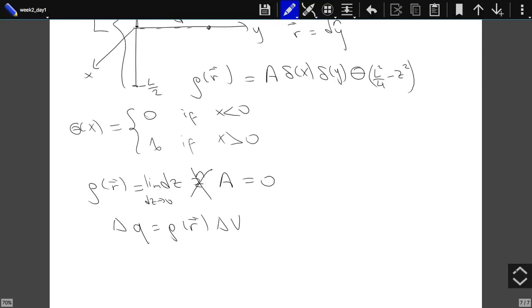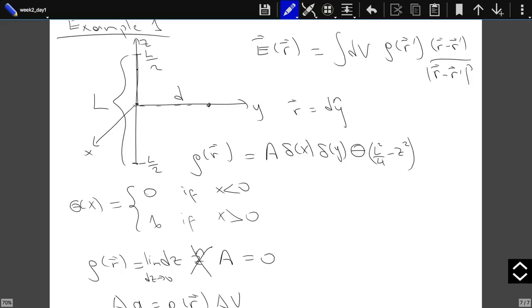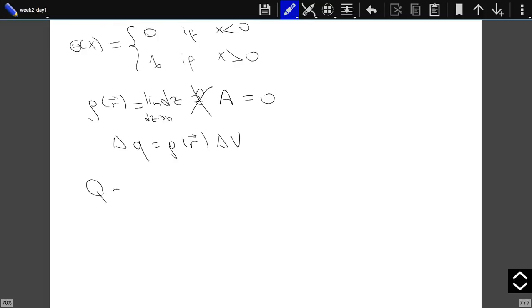How to fix that A? Of course, we should be given the total charge of the rod. Let's say this is my rod. Total charge, let's call it Q. Q is equal to the integral of rho of r dx dy dz in Cartesian coordinates. We should integrate over all the volume. And this will tell me what A should be.